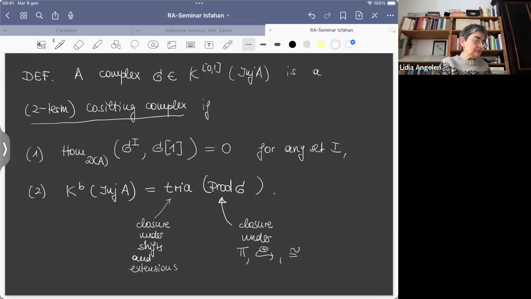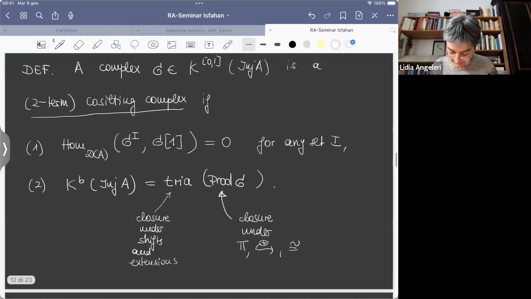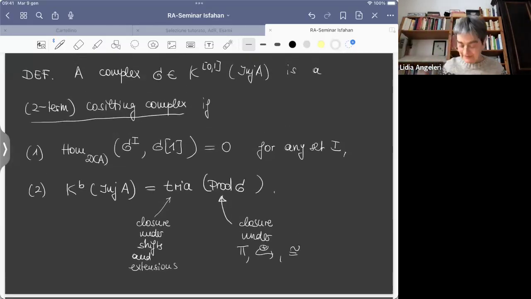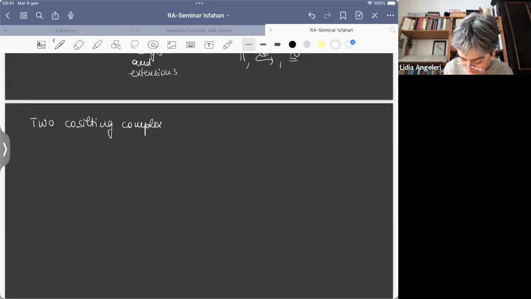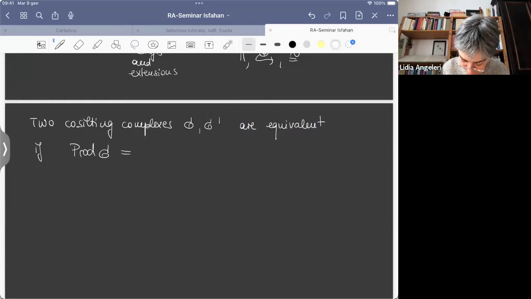Okay, now I was introducing before in the theorem some equivalence. So we say that two Kosilting complexes sigma and sigma prime are equivalent if they have the same product closure. So they coincide up to taking products and direct summands. Yeah, so now let me collect some facts.